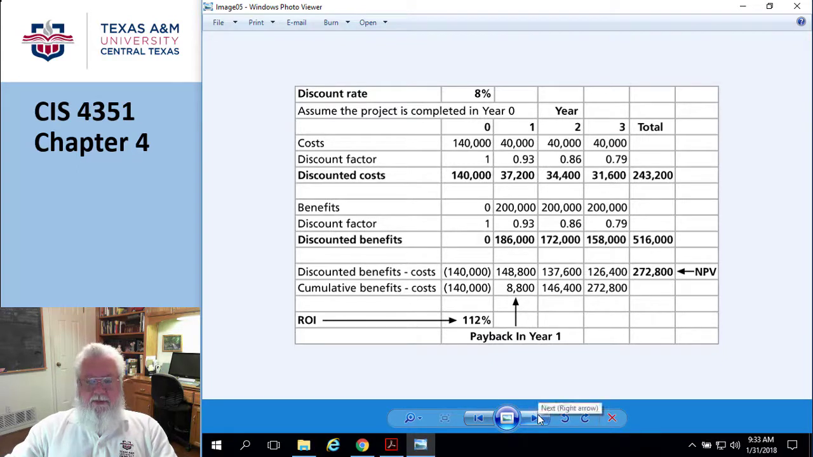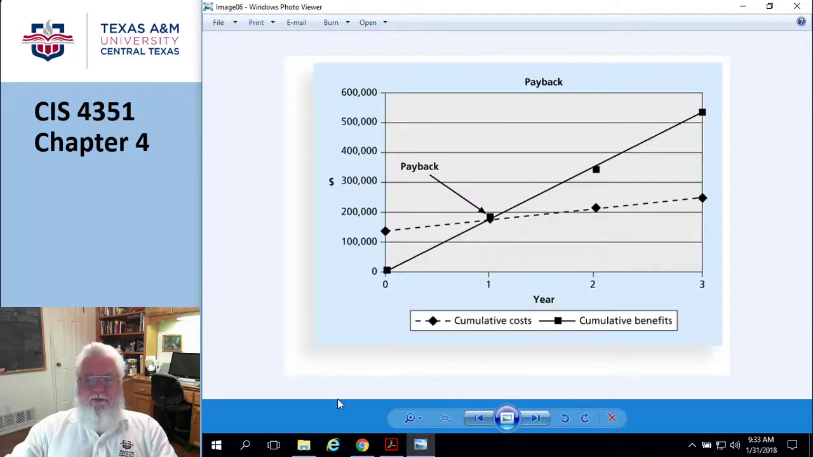Another way of doing it is basically just a simple payback period. Here's my benefits, here's my costs, and in theory there will be some period of time where they cross over, and therefore that's how long it takes.